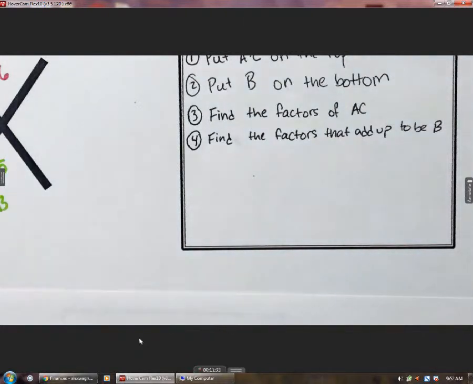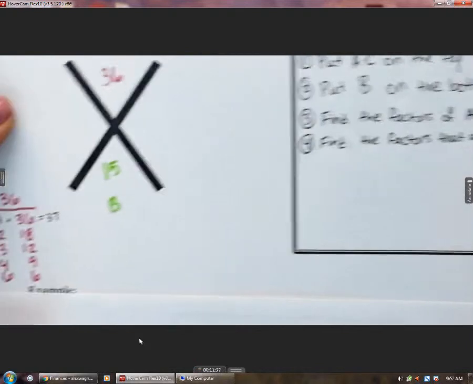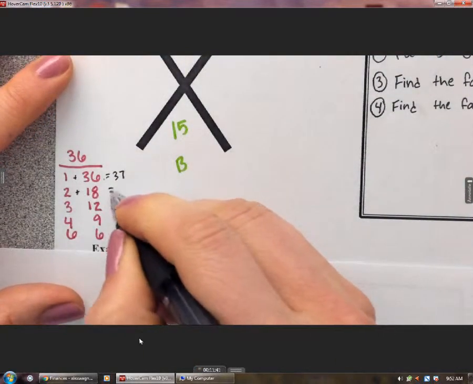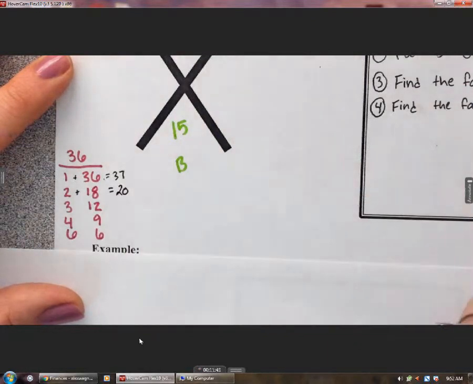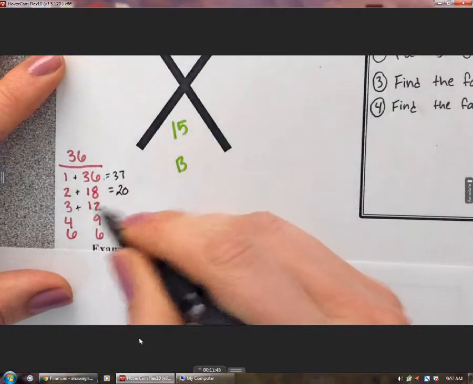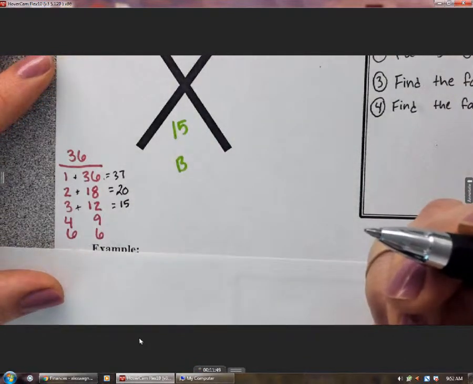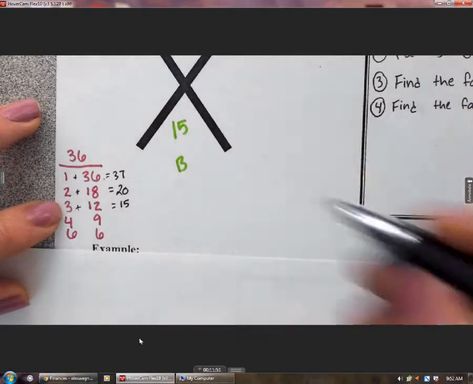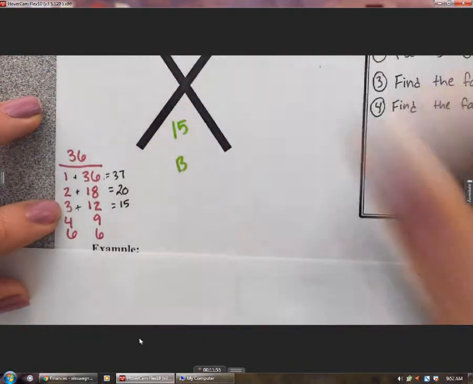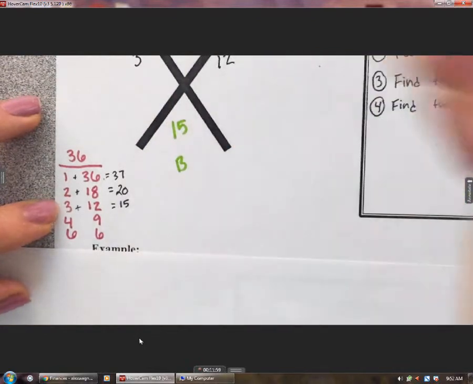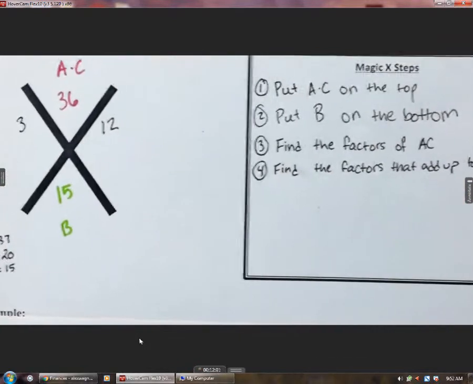So looking at the factors you already found, we're trying to find the ones that are going to add up to be our B value. We're looking for numbers that add up to be 15. 2 plus 18 is 20. That's not 15. 3 plus 12. 15. Hey! That's our winner. That's the one we want. So I'm going to write them on the sides. So it's going to be 3 and 12 off to the side there.